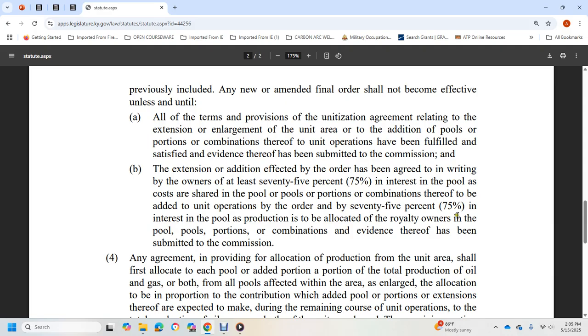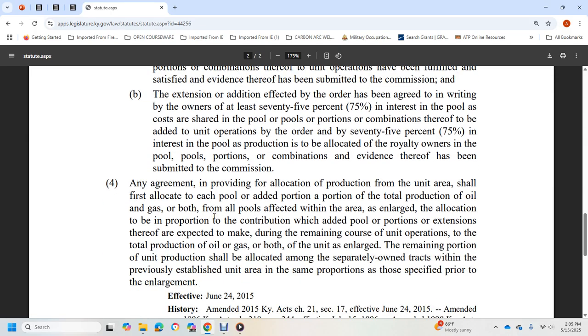Interest pools, production allocated to royalty owners, pools or portion combination thereof, evidence thereof and the satisfaction of the Commission. An agreement providing for allocation of production in the unit area shall first allocate to each pool an additional portion of the total production of oil and gas, both, to all pools affected by the area, and allocation to be in proportion to contribution to be added in portion of the extension of the area expected during the remaining course of the unit operation to total production of oil and gas. Once the unit is enlarged, the remaining portion of the unit production shall be allocated among the separately owned tracts within the previously established unit in the same portions as specified prior to the enlargement.